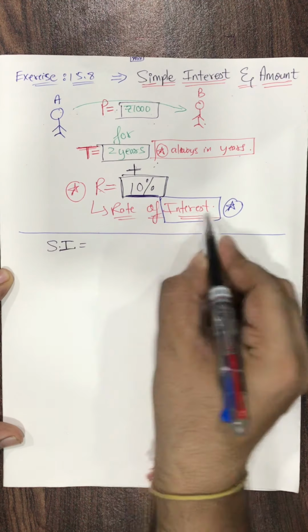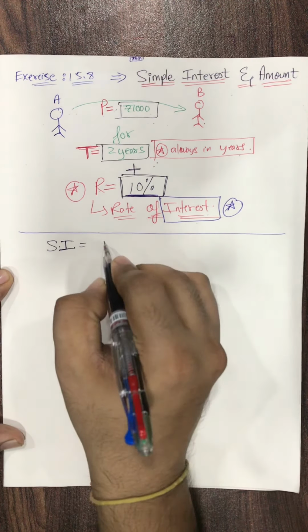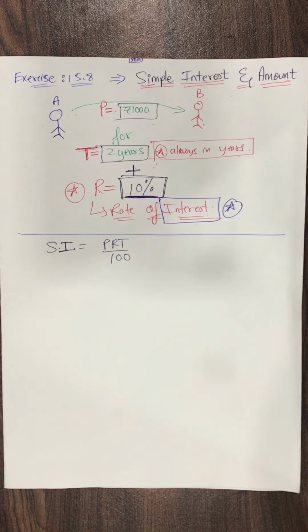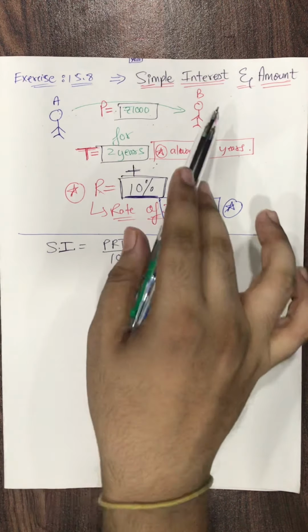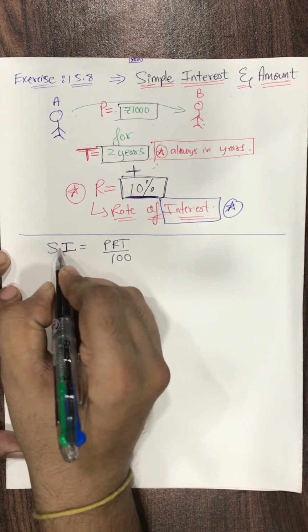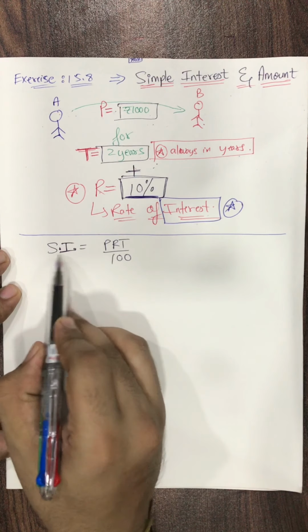The rate of interest is given. So either you say interest or simple interest. Simple interest is equal to PRT upon 100. This was the formula taught to B by his teacher in 7th standard. So he just recalled it and then he wrote the formula. What is this? SI means simple interest. We can use this. Why am I finding simple interest?